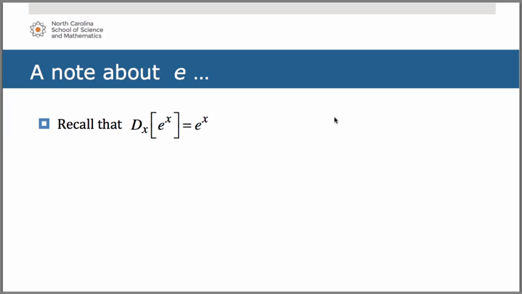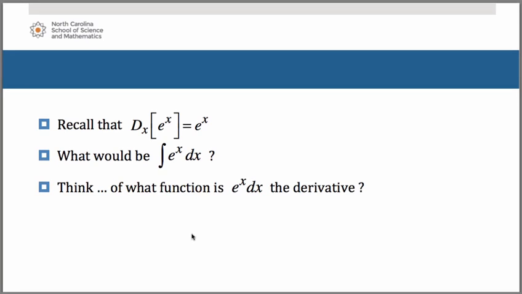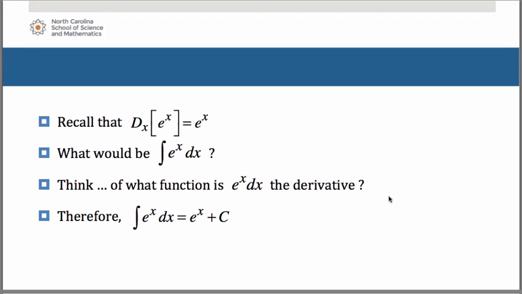Now let's think about antiderivatives though. Can you think about what the antiderivative then of e to the x dx would be? In other words, of what function is e to the x dx the derivative? Or what do you take the derivative of and get e to the x as the answer? Hopefully you figured this one out.